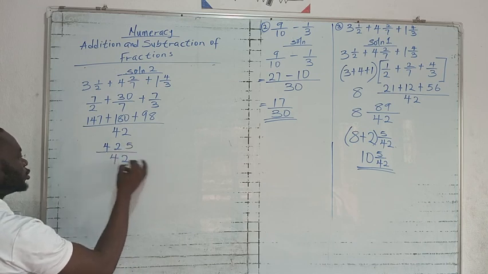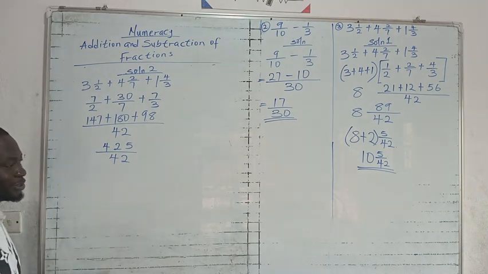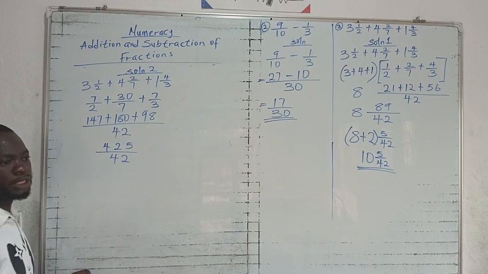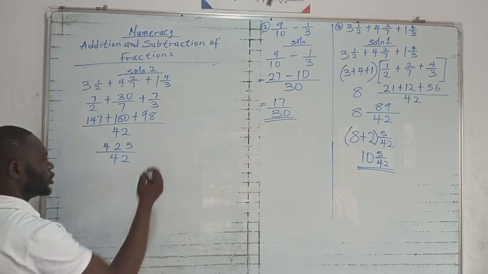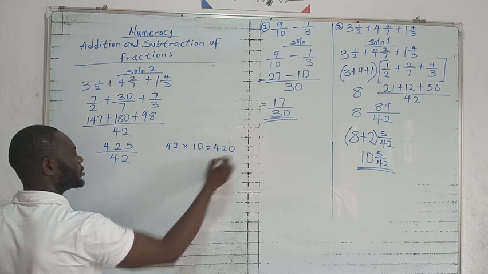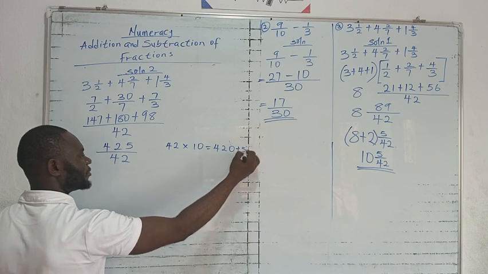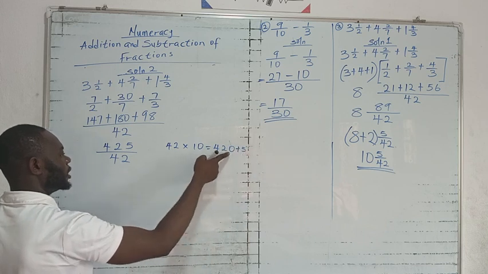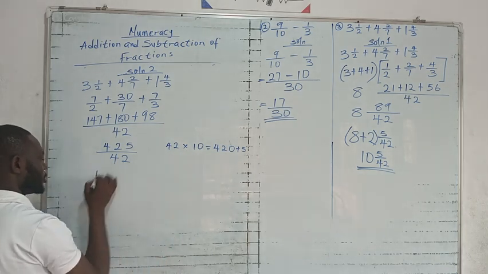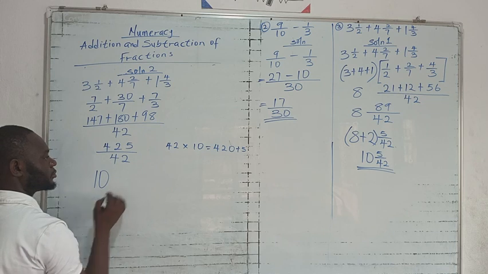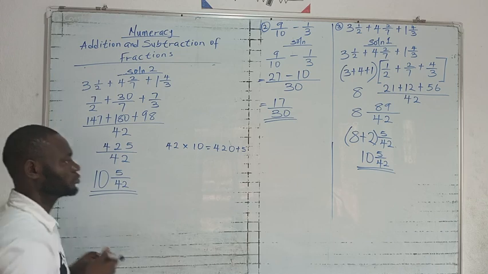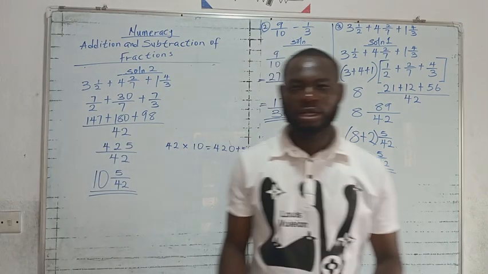over 42. Now looking at this, you notice that 425 divided by 42 is 10 remainder 5, because 42 times 10 is 420, and 420 plus 5 gives me 425. Therefore, this becomes 10 whole number 5 over 42. So you see, we are correct.